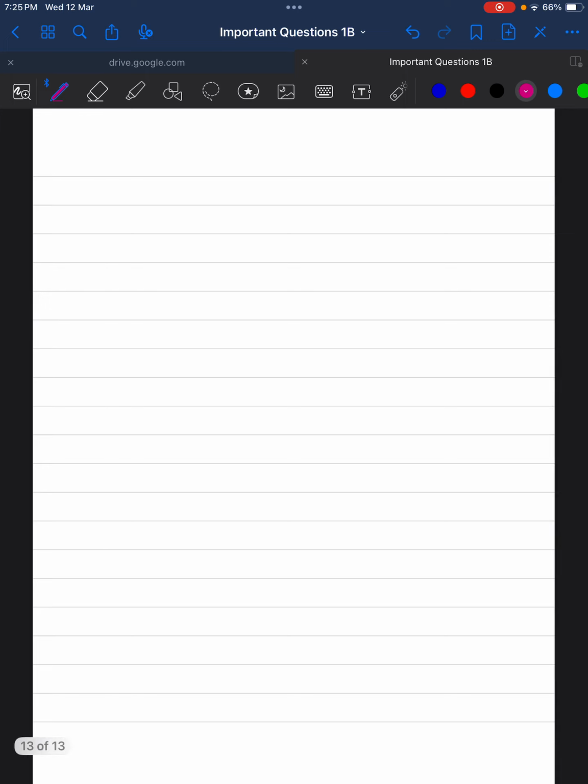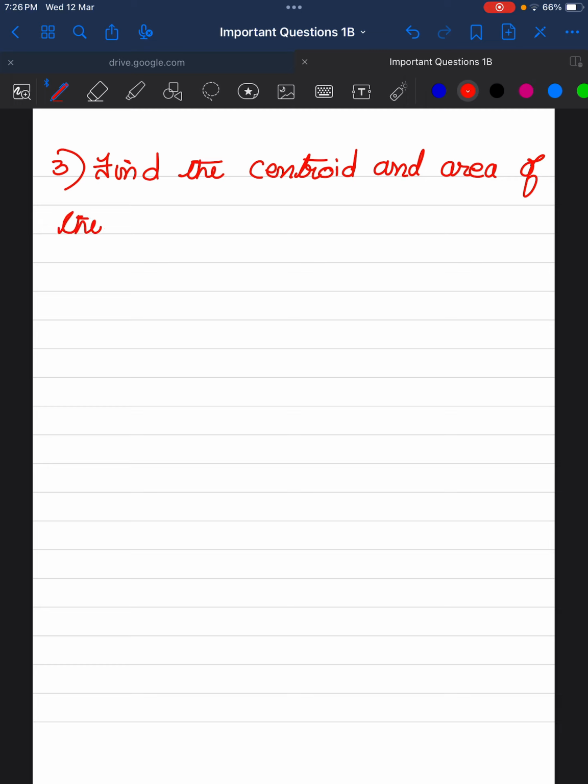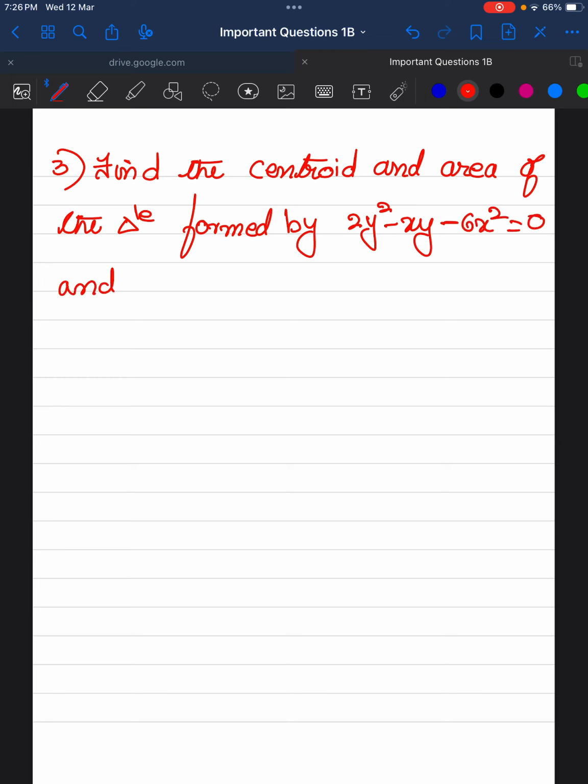Here, the third question is, this is again a third long answer question, which I'm going to give you. Find the centroid and area of the triangle formed by 2y square minus xy minus 6x square is equal to 0 and x plus y plus 4 is equal to 0. They gave you like this.